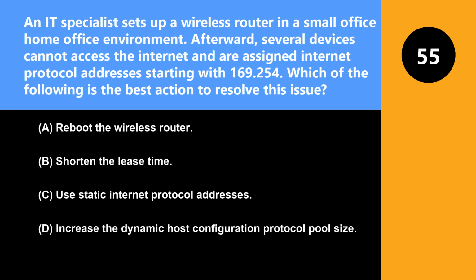Question 55. An IT specialist sets up a wireless router in a small home office environment. Afterward, several devices cannot access the internet and are assigned internet protocol addresses starting with 169.254.